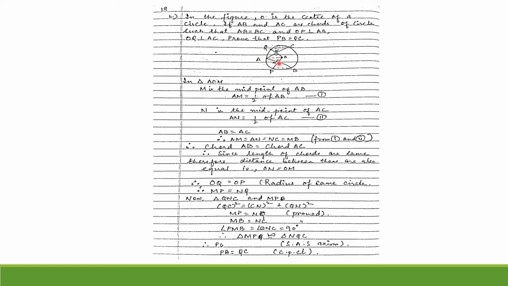So by the side angle side axiom, we can say that the two triangles, that is QNC and PMB, are congruent to each other, and since PB and QC are the corresponding parts of the congruent triangles, therefore their lengths are also equal.